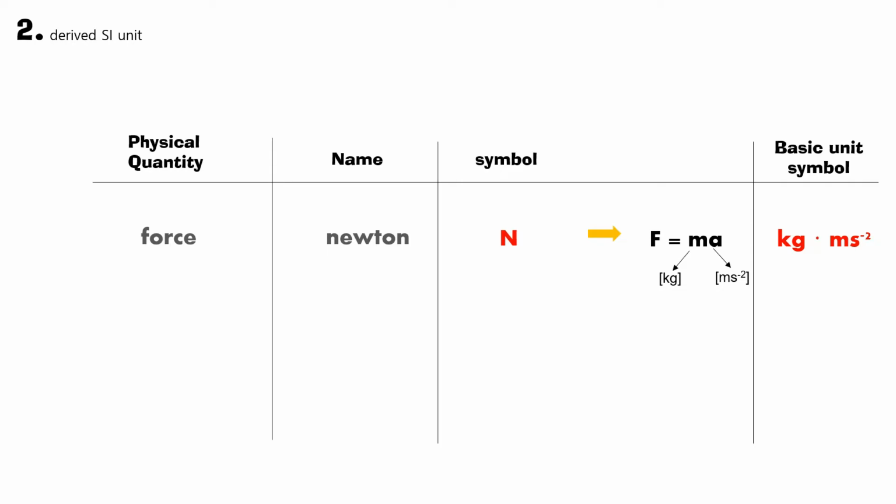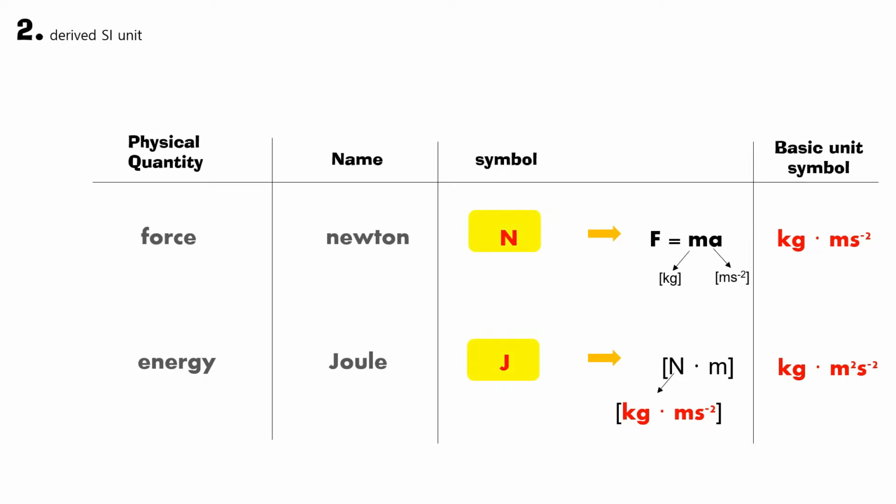Let's look at one more example. The unit of energy is joule. Energy is the force times the length. So N times m, and the basic unit of N is the kilogram, meter, second to the power of -2. So if you multiply by m, the energy can be expressed in the basic unit of the kilogram, meter squared, second to the power of -2. In this way, we can express the force and energy in terms of basic units, but each is simply written as Newton and joule.